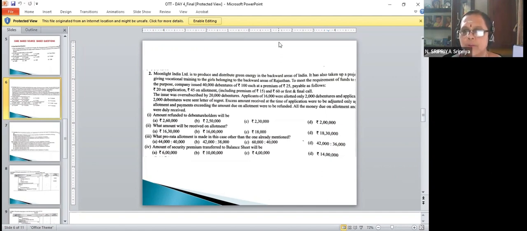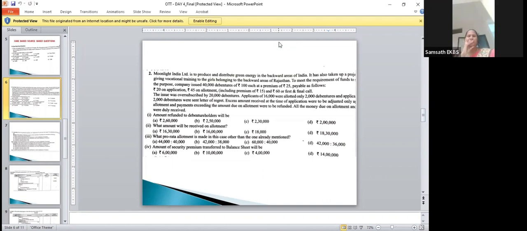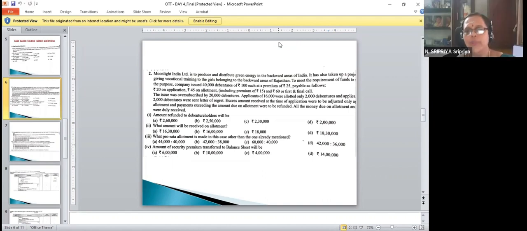Fine. So out of 40,000 debentures, the excess is 20,000 debentures. Out of that excess 20,000 debentures, your details are given for 16,000 debentures and 2,000 debentures. Am I correct? 16,000 debentures, so that should be 36,000. 36,000 into 45. How much are you getting?